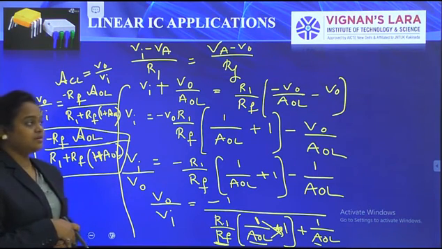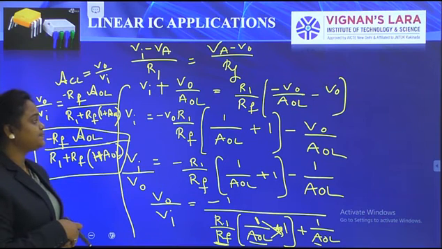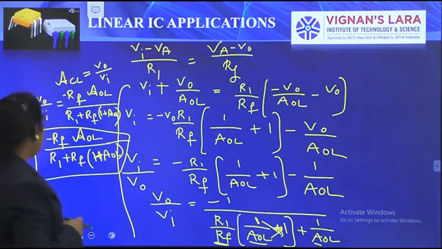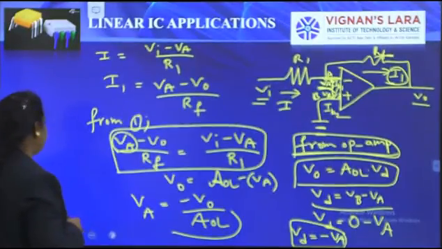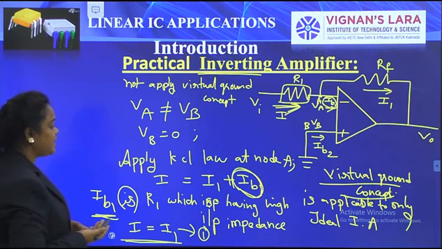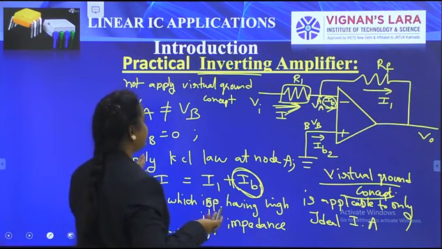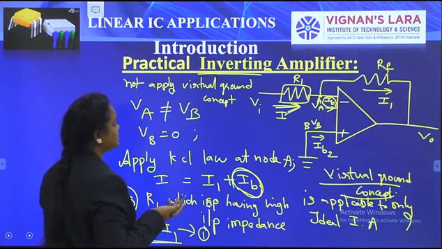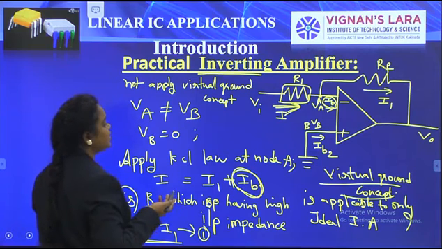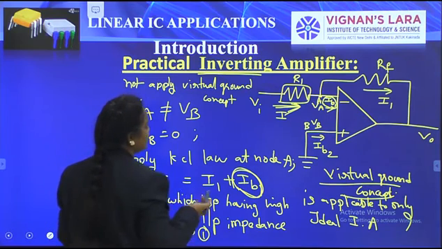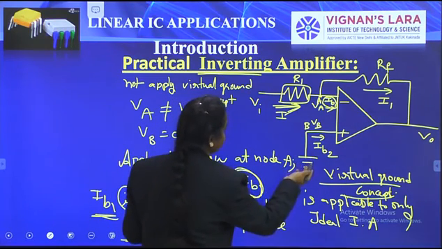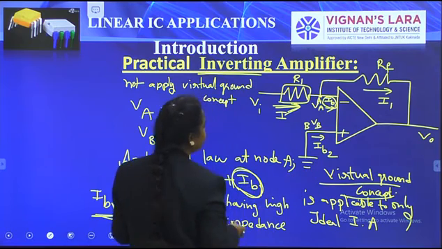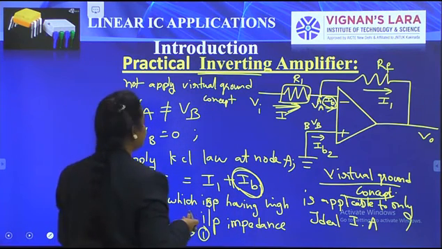In tomorrow's class, I am going to explain the input resistance and output resistance of inverting amplifiers. Here we have a practical inverting amplifier, and the circuit is like this. We cannot apply the virtual ground concept to the practical inverting amplifier, so VA is not equal to VB. VB is equal to 0, because it is connected to ground.